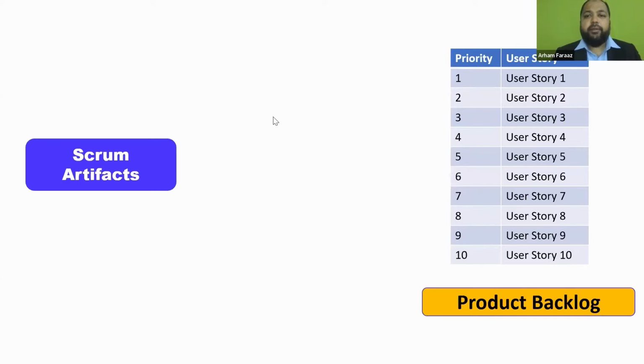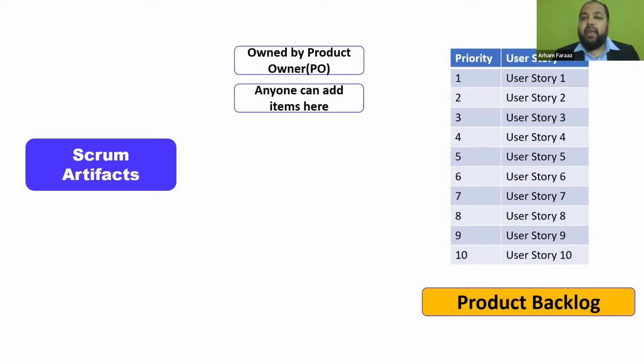Okay, here we go. The product backlog is owned by the product owner. Anyone can add items over here. The development team can also add items, not just the product owner. Even the Scrum Master can add. Anybody who knows that something needs to be built for the project can add it here.